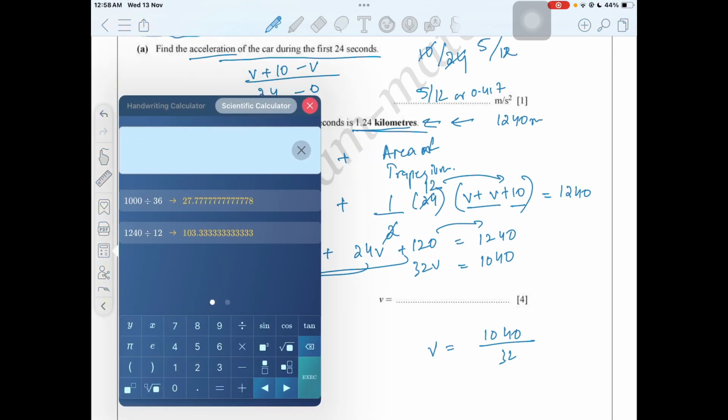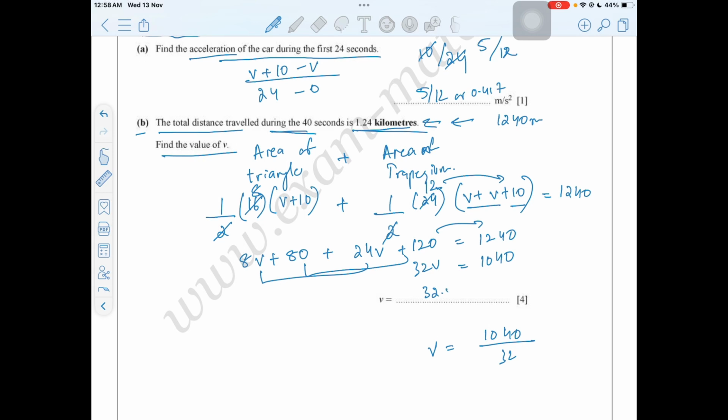I hope we get our answer. 1040 divided by 32. Yes, we do have our answer. So this is 32.5. Alright, we made a mistake over here.